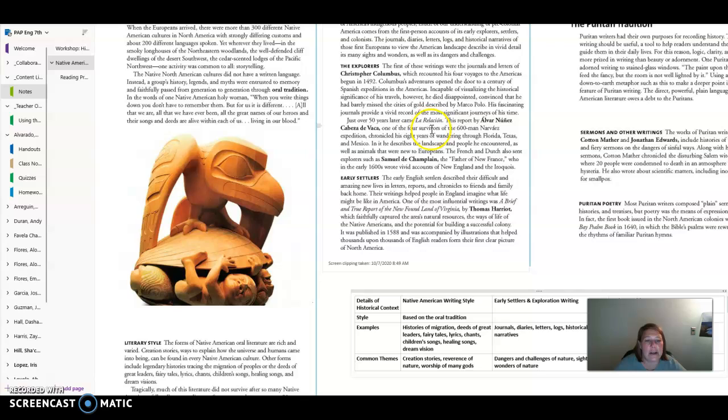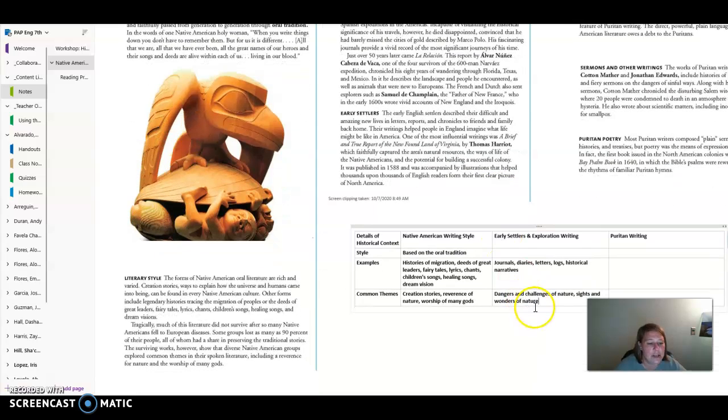Just over 50 years later came La Relación, the report by Alvar Núñez Cabeza de Vaca, one of the 4 survivors of the 600-man Narváez expedition. This chronicled his 8 years of wandering through Florida, Texas, and Mexico. In it, he describes the landscape and people he encountered, as well as animals that were new to Europeans. So things that were being talked about are new landscapes, new animals. So if we're reading an account that sounds like this, a first-person account of new animals, this is probably from an explorer from early American writing.